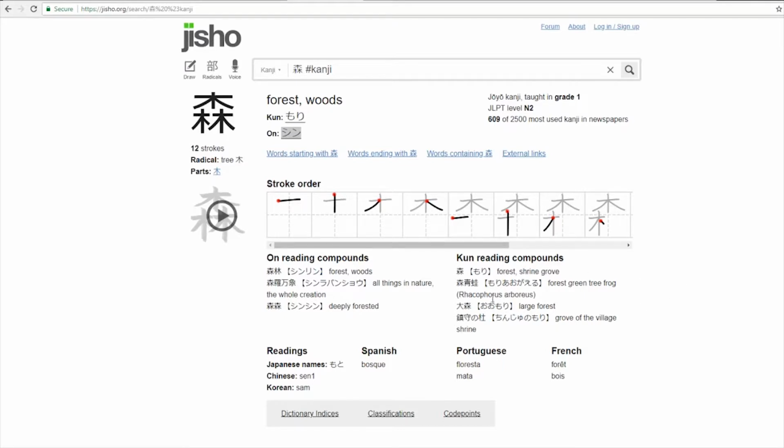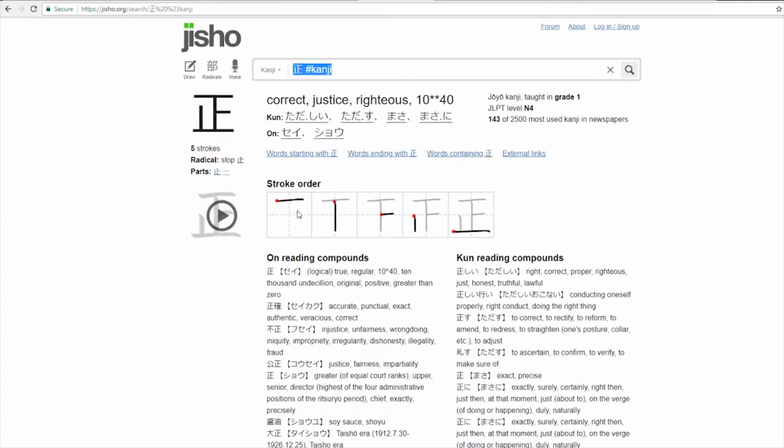Some words that use it. Mori just means forest. And what's this? Try to read this one. Moriogaeru. What is it? That is what it is. That one's kind of hard to say. And I guess that's a forest green tree frog.